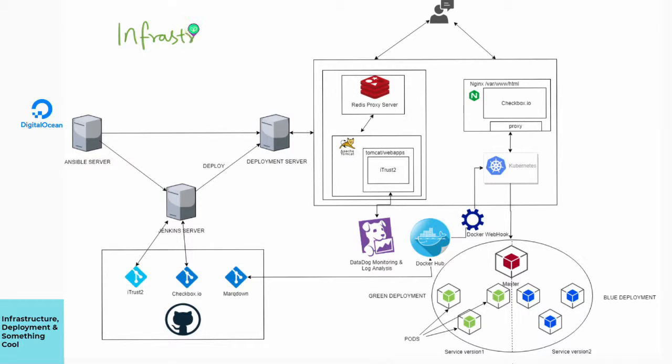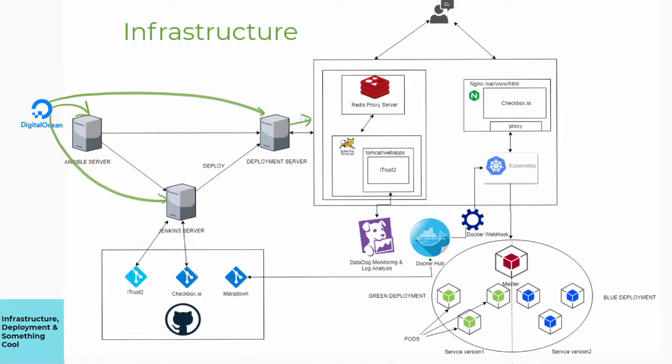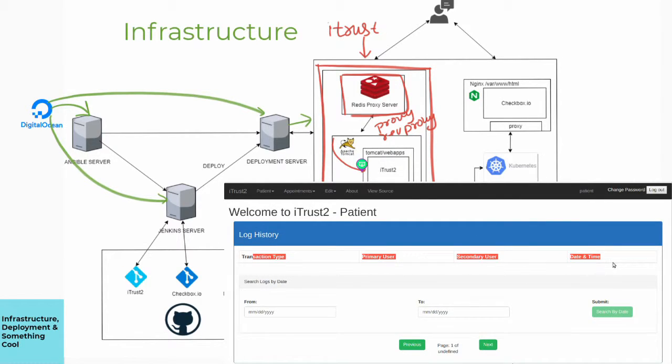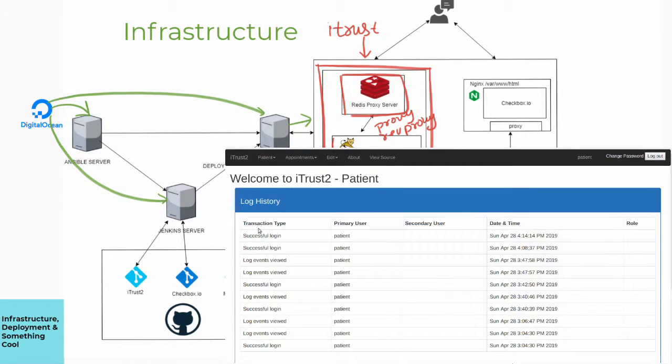Finally, we come to the stage of infrastructure and deployment. In infrastructure, you have Ansible, Jenkins, and the deployment server, all on DigitalOcean. In the deployment server, we have the iTrust and Checkbox projects running. For iTrust, we have used Tomcat to run the project. We are using a Redis Express proxy server to have feature flags enabled or disabled in the iTrust application.